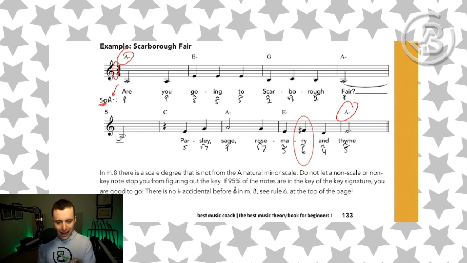There is no flat accidental in front of scale degree 6 because of rule 6, that when we raise a note up one half step from where it would normally be in the natural minor scale, if it already has a flat in front of it, like flat 3, flat 6, and flat 7 for the scale degrees, we're going to take that flat away.